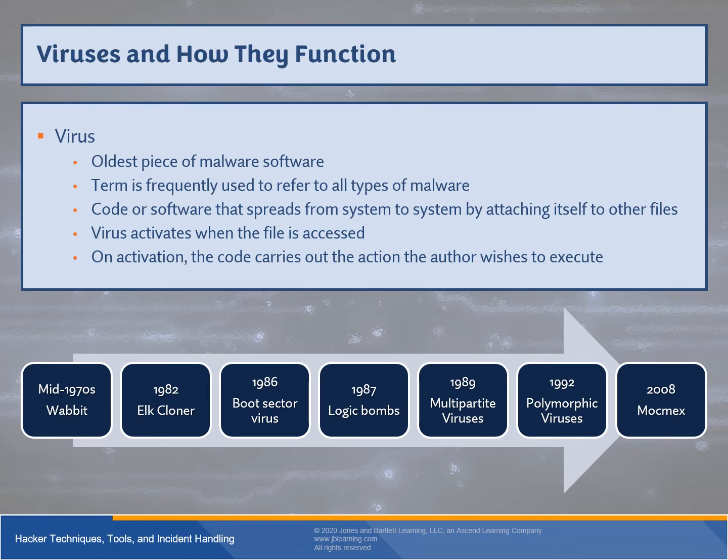It spreads from system to system by attaching itself to another file. File is accessed, boots, it spreads itself out, and then whatever the author wrote in there for the activation code will then carry out. There was the Wabbit virus in the mid-1970s. This introduced replication as being part of the process for the viral propagation methods. And it was considered an early variant of the fork bomb.